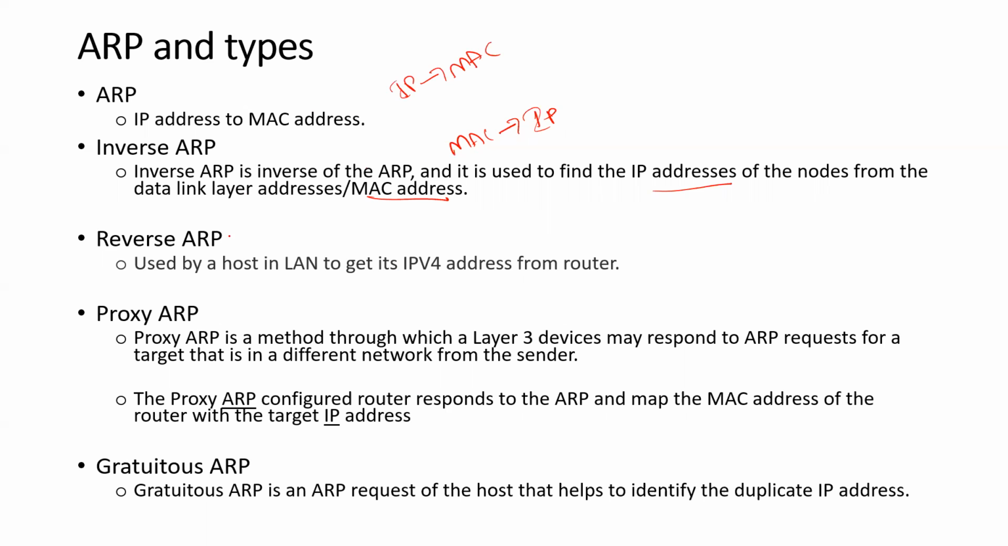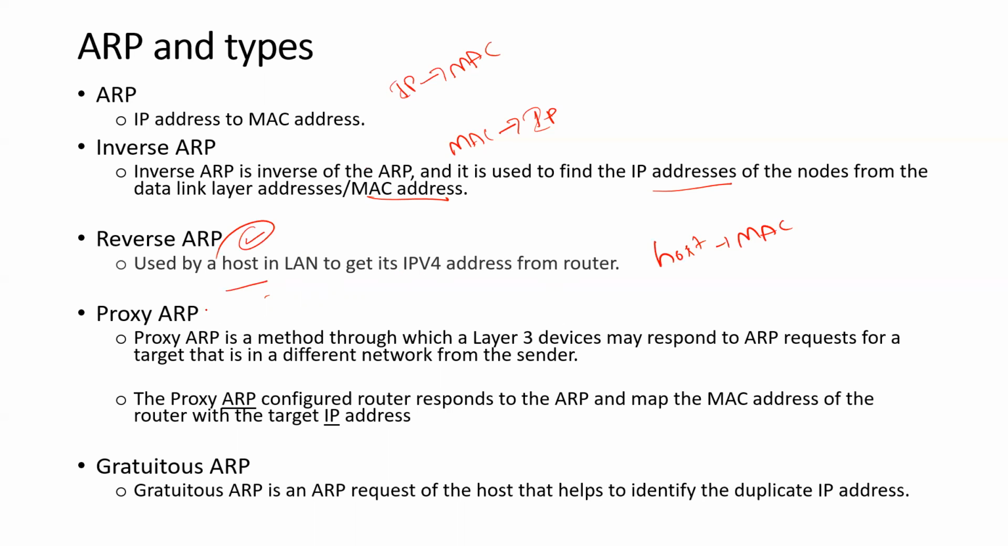So ARP is nothing but IP to MAC address. Inverse ARP is nothing but MAC address to IP address. And we have one more ARP called reverse ARP. Reverse ARP is used by a host in a LAN to get an IPv4 address from a router. We know a host is there, and for each host, we'll have a MAC address, right? So by default, the host will have a MAC address. Getting the IP address of a host from the router is called reverse ARP.